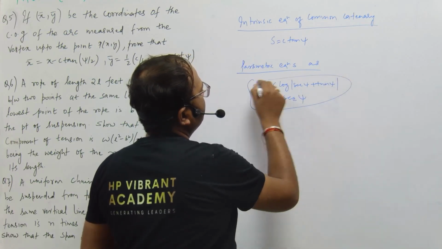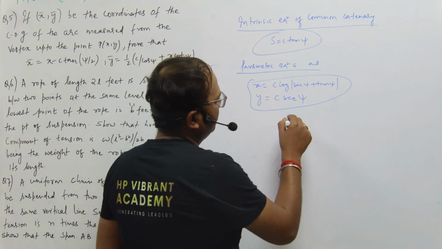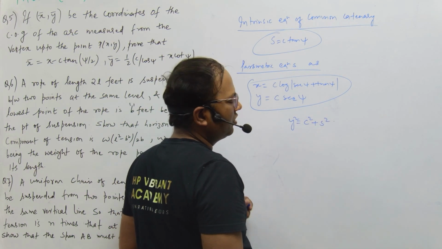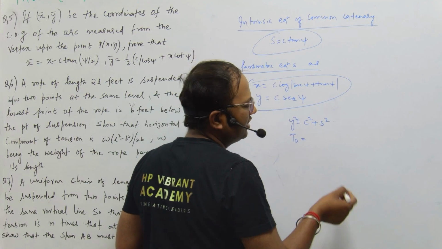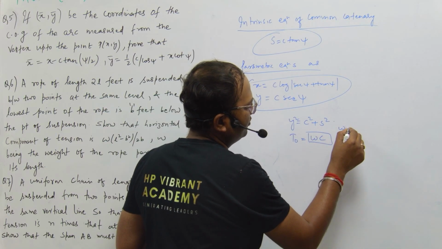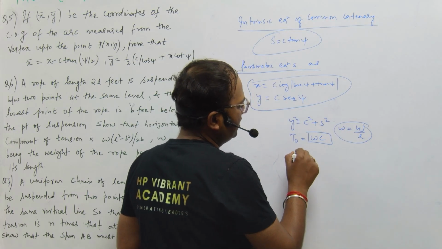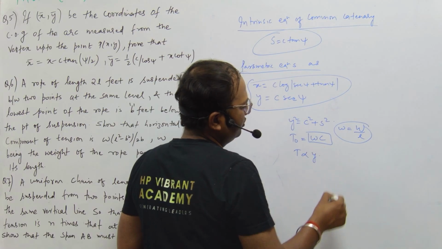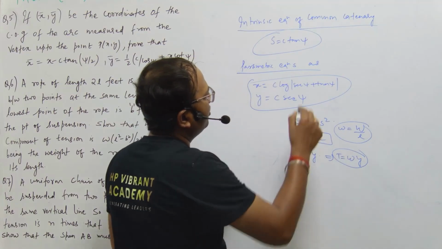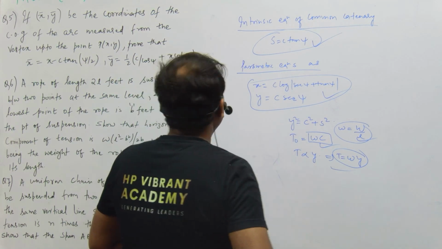These are the important relations that are required for solving the problems based on strings in 2 dimensions, and the other relations are y square = c square + s square, and we have the tension at the bottommost point T naught = wc, where wc is the weight of c length of the string and w is the weight per unit length. And the tension at any point is proportional to the ordinate, which means tension is equal to weight per unit length times the ordinate. So let us solve these questions.